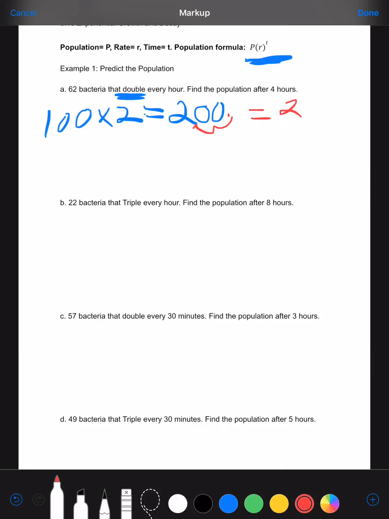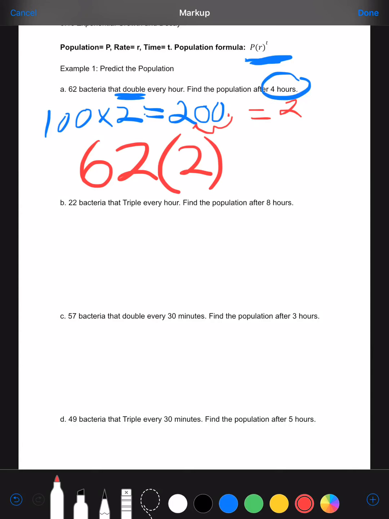So now we're going to plug in all our stuff into the formula. So we have 62 bacteria times our rate of 2 raised to the 4 hours, right? So we're going to put a 4 in for T. Then we're going to plug that into our calculator exactly how we have it written. So 62 parenthesis 2 close parenthesis. You'll have to use your up arrow and then 4. You'll hit enter. So our first answer is going to be 992 bacteria. And that's all you got to do. Okay, so we're just plugging things into this formula.